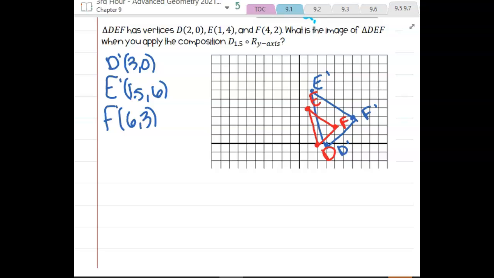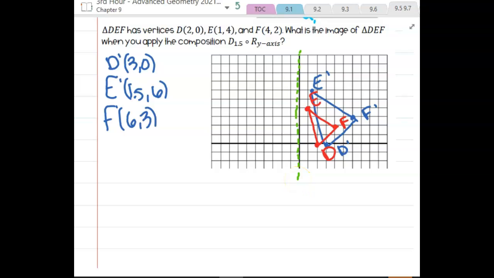Now for the composition of functions, we did the dilation. We want to take the image of the dilation, and what does the capital R mean? Reflect. So we're going to take this image, my blue image, my D prime, E prime, F prime, and we are going to reflect it across the y-axis.